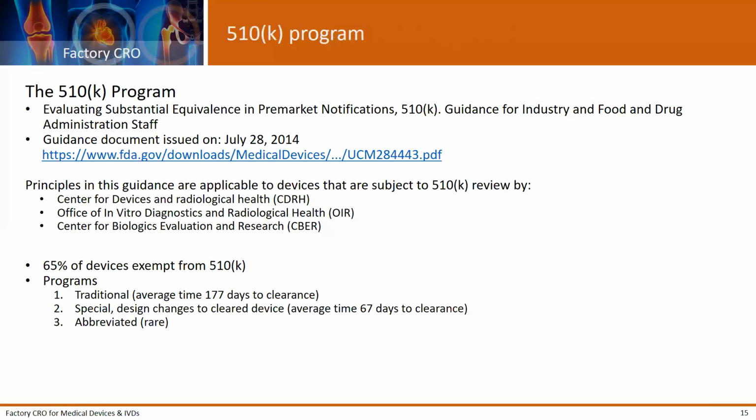In total, 65% of the devices are exempt from the 510K notification. And there are a few different programs under the 510K umbrella. You have the traditional program, with an average time of 177 days to clearance. There is a special program for devices with design changes to already cleared devices, with 76 days to clearance. And there is an abbreviated program, which is very rare, so I don't want to spend any time on this. Let's move to the next slide.